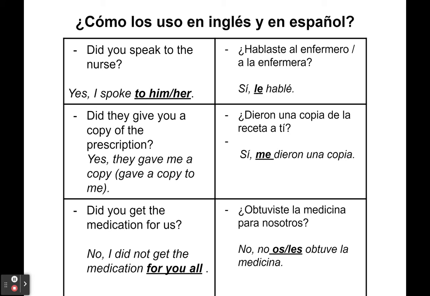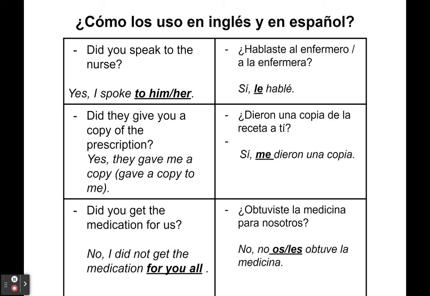For our second example, did they give you a copy of the prescription? Okay, or did they give a copy of the prescription to you? Okay, so give is your verb. They is your subject that did the verb. Okay, a copy of the prescription is your direct object. It's the item that they gave. And to whom did they give that copy of the prescription?